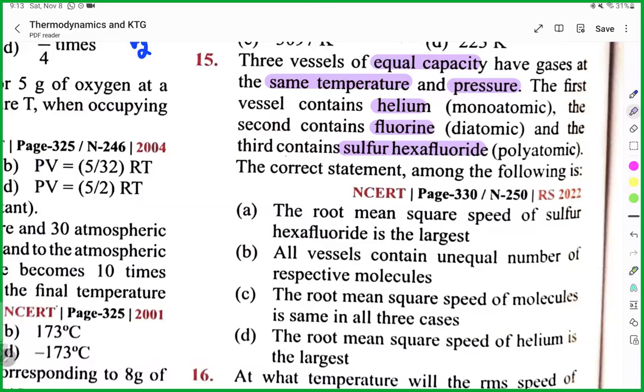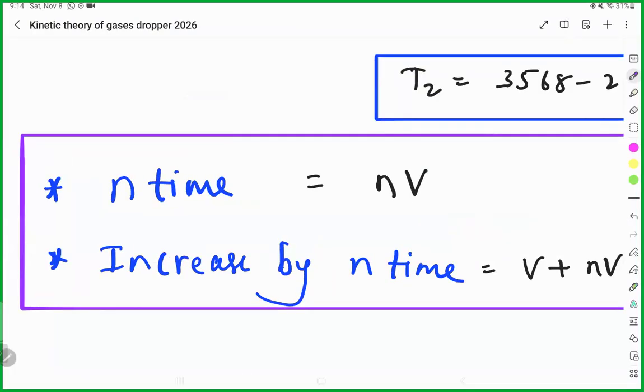Same temperature, same pressure, same volume. So what is changing in this case? Helium, fluorine, and sulfur hexafluoride. What is changing? Molecular weight. Molar mass is changing, yes.